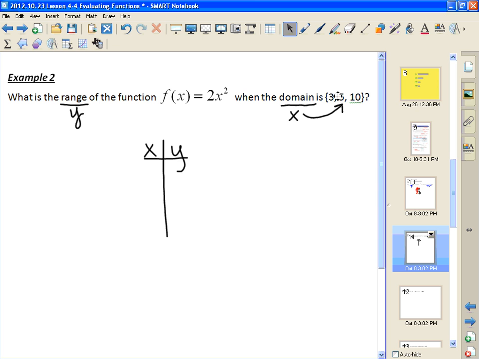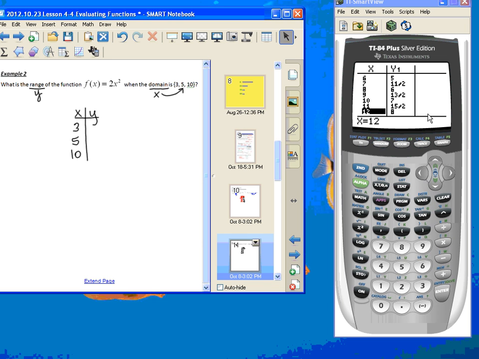Okay, and 3, 5, and 10 go in which column? The x column, good. So 3, 5, 10. Okay, now I have to repeat that whole process in my calculator. Right now we're at the table, but that was for the other function. We're not using that function anymore. We need to put a new function in.